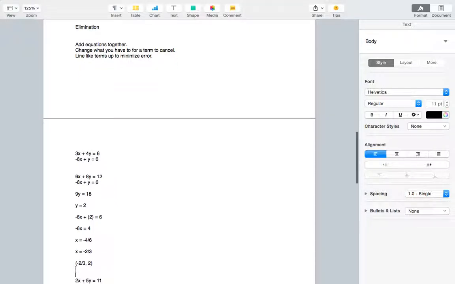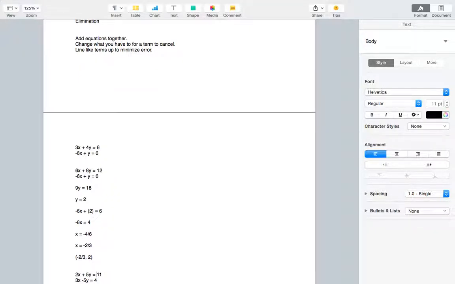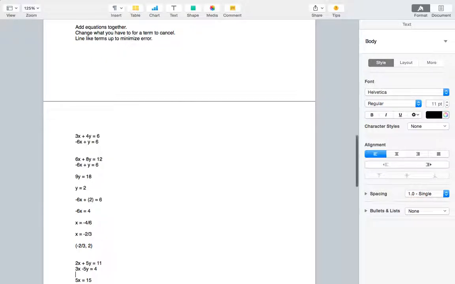Okay, next one. 2x plus 5y equals 11. 3x minus 5y equals 4. Now this one is already set up for you, so just go ahead and add them together, and the 5y's will cancel. So 5x equals 15. Pretty simple. Divide through by 5.